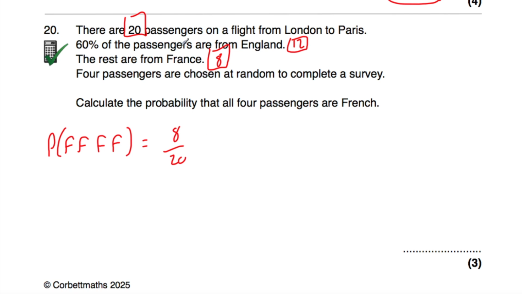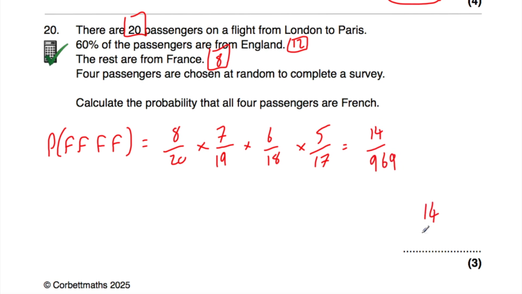Then if one of those passengers is taken away, so one of those French passengers is taken away, there'll be 19 passengers left. And there was 8 from France to begin with, but if the first one chosen is from France, that'll leave 7, so that'll be 7/19. And then it'll be 6/18, and 5/17. And if we just multiply those probabilities together, that'll tell us the probability that all 4 passengers selected are from France. So let's work that out. And when we work that out, and it's a calculator question, we get an answer of 14/969. That's our answer, 14/969. And that's it.